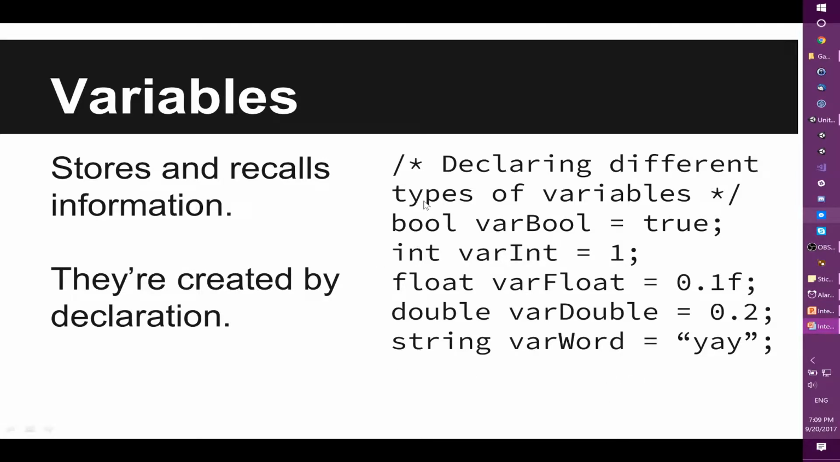These are the different types that C# value types have, including the bool, int, floats, doubles, and strings.